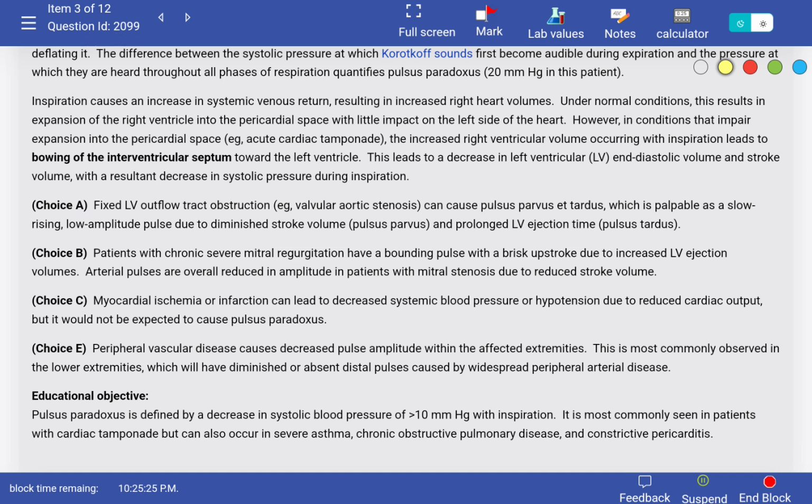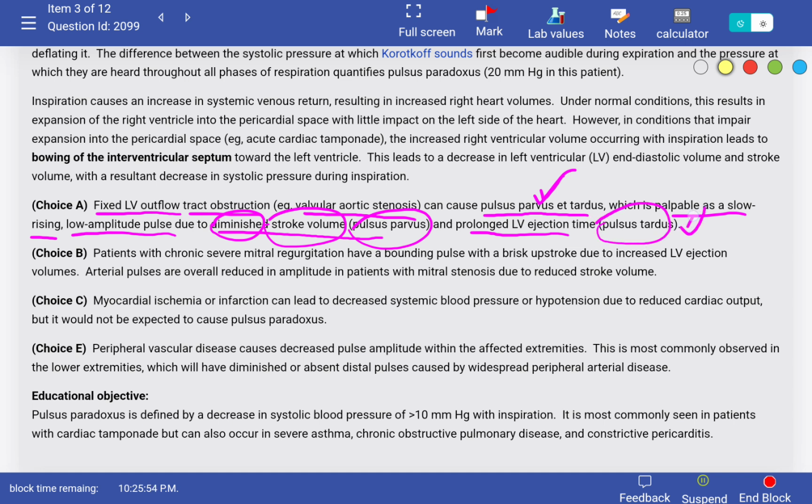Why not option A, fixed left ventricular outflow tract obstruction, for example, valvular aortic stenosis? That can cause pulsus parvus et tardus. This is important, right? It is a palpable, slow rising, low amplitude pulse due to diminished stroke volume. If there is diminished stroke volume, that is called pulsus parvus, and there will be prolonged left ventricular ejection time. That is called pulsus tardus, and this is in case of aortic stenosis, right?